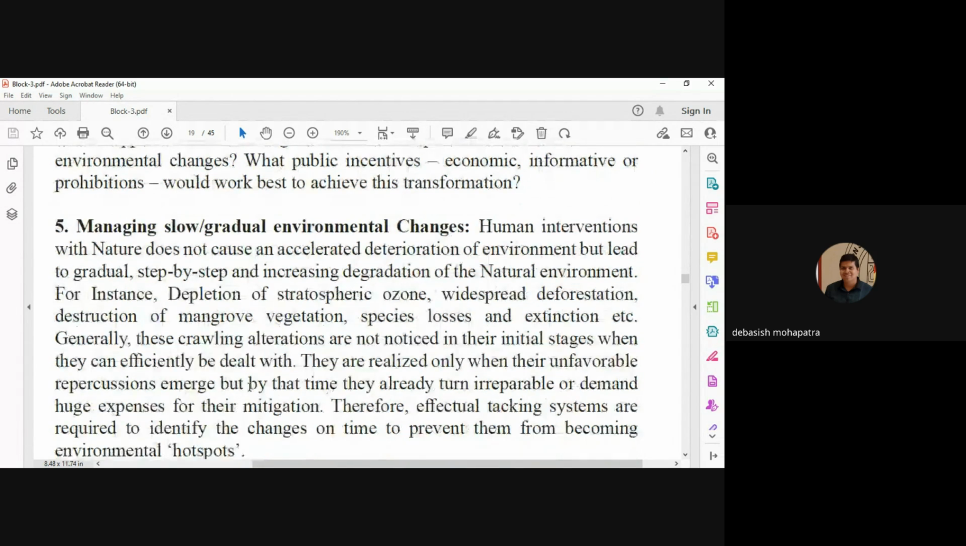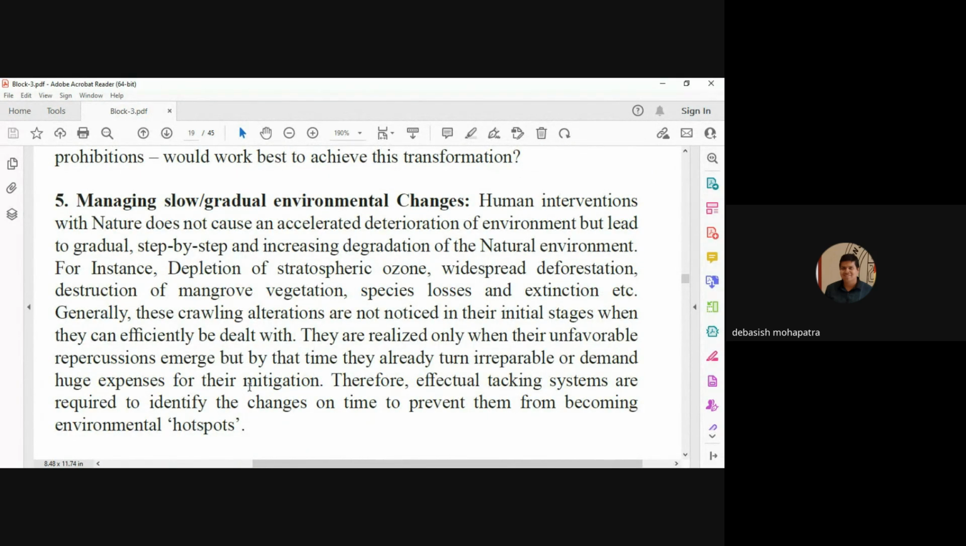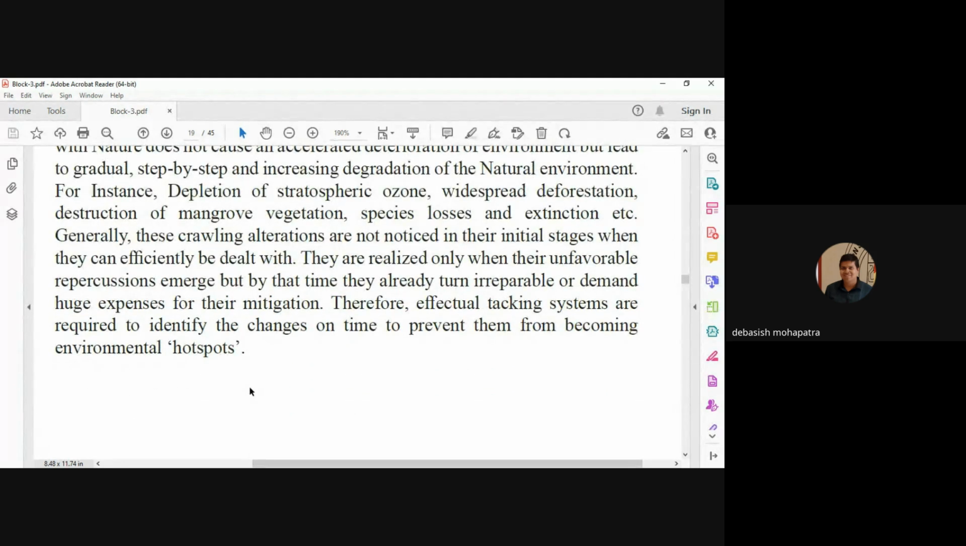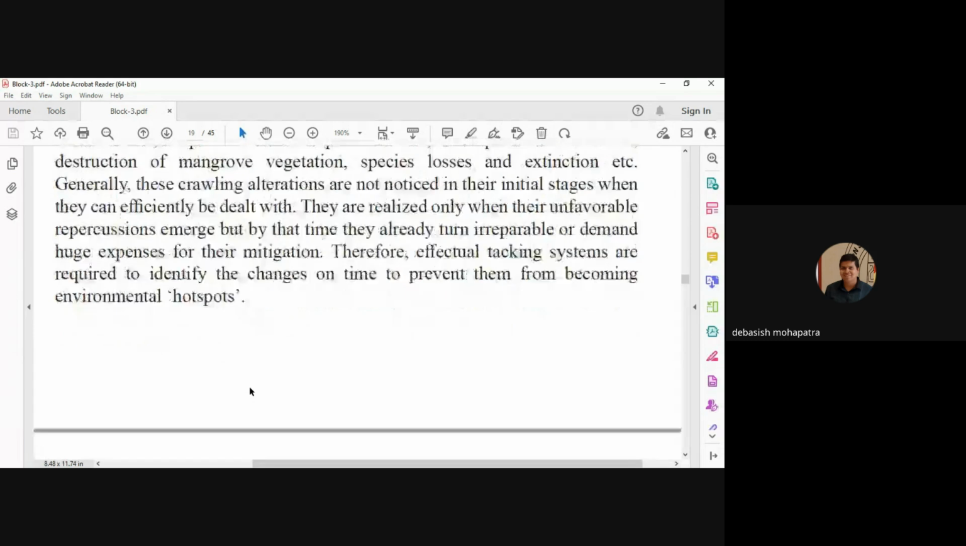Managing slow, gradual environmental changes. Human interventions in nature do not always cause an accelerated deterioration of the environment but can lead to gradual, step-by-step, and increased degradation of the natural environment. For instance, depletion of the stratospheric ozone, widespread deforestation, destruction of mangrove vegetation, species loss and extinction, etc. Therefore, effective tracking systems are required to identify such changes in time to prevent them from becoming environmental hotspots.